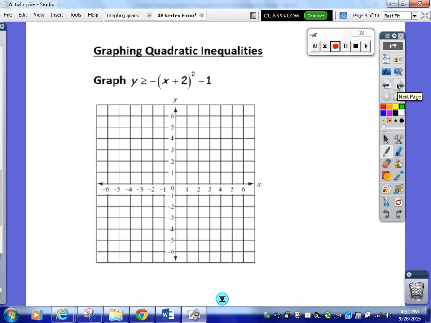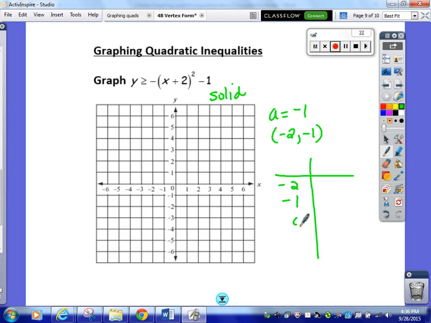All right, let's do some inequalities. You're noticing a pattern here. We're doing the same thing we did with absolute values now with our inequalities. All right, so here again, I have to decide whether it's dashed or solid. So since it's greater than or equal to, I have a solid curve. I need to graph that quadratic. So a is -1, and my vertex is -2, -1. We need those parent points. With your quadratics, you always need the parent points.